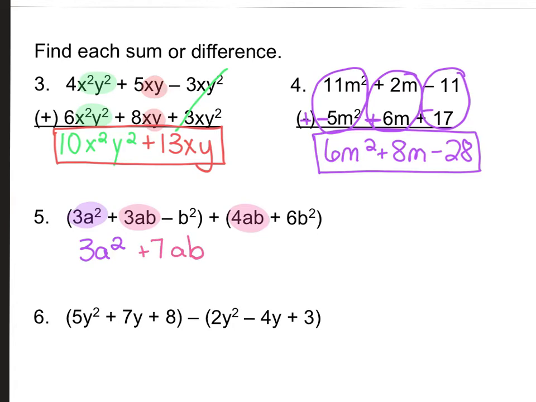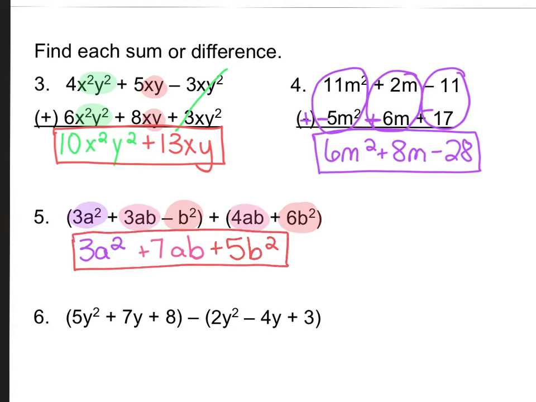And then finally, I've got a negative b squared, and then I see a positive 6b squared. So that would be 6 minus 1 would leave me with a positive 5b squared. And that would be my final answer. There's nothing else I can combine. A squared is a term, ab is a term, b squared is a term.